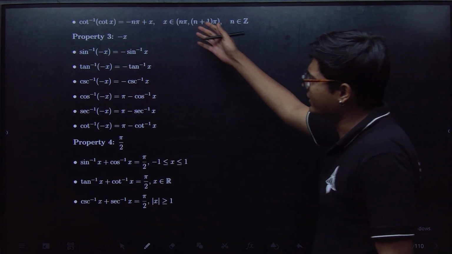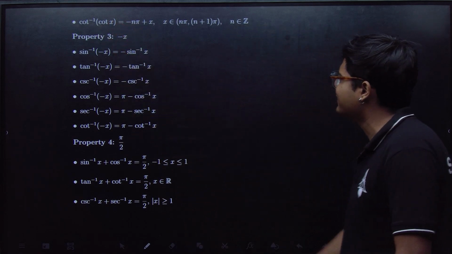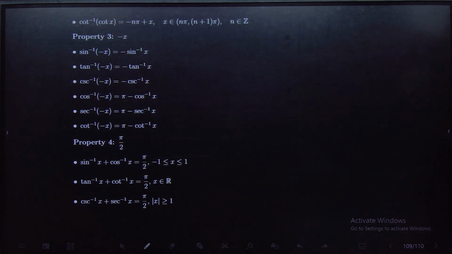Cot is similar to tan, right? So cot inverse cot x is going to be minus n pi plus x if x lies in between n pi and n plus 1 pi, alright?